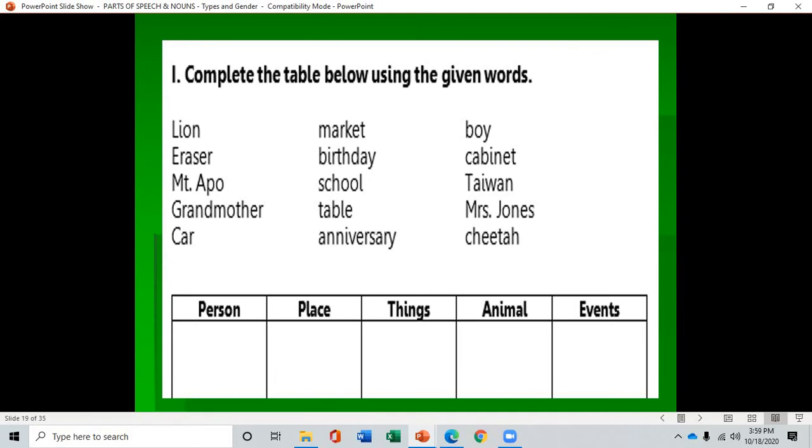Try to place the words, like for example, in person. Alin dyan yung mga nouns na dapat na ilalagay natin sa person. Okay? What about the words that should be included in the place? And also things, animals, and then events. Okay? So you can think and write your answers on a notebook. Okay.